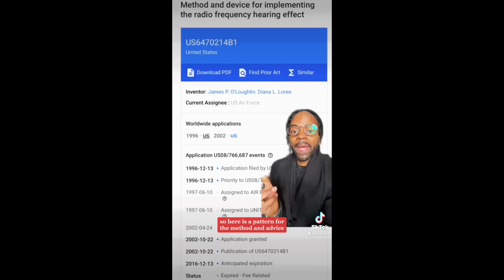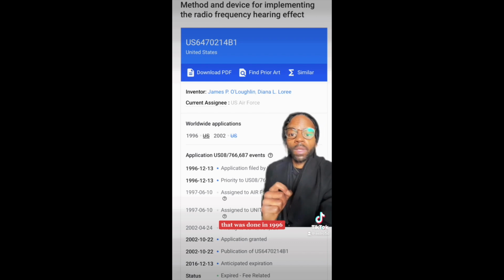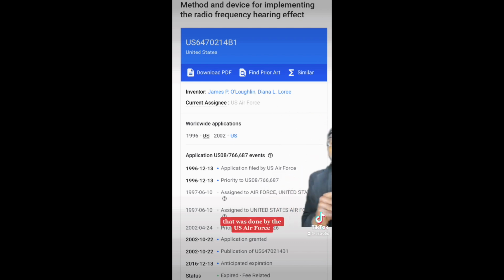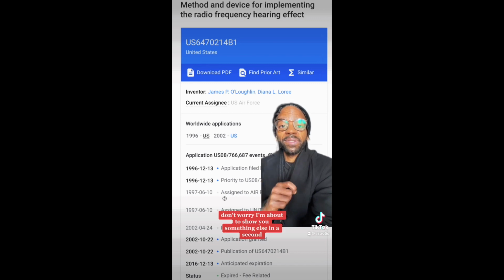So here is a patent for the method and device for implementing the radio frequency hearing effect. It was done in 1996. That was done by the US Air Force. Yeah, the military be working on a lot of this technology. Don't worry, I'm about to show you something else in a second.